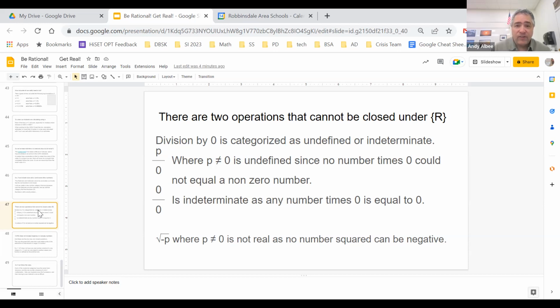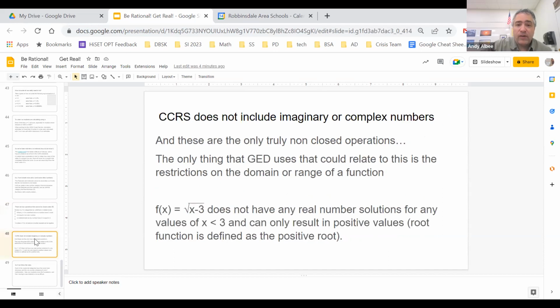And of course, that last one that I just threw down there in the bottom, the square root of a negative number is not real. Okay, that is a number that does not work. It does not fit in the real numbers, as no number squared can ever be a negative number. A positive times a positive is a positive, and a negative times a negative is also a positive. So I can't take the square root of a negative number.